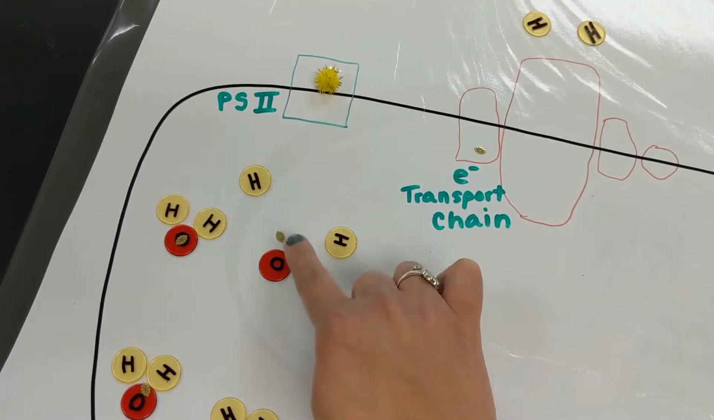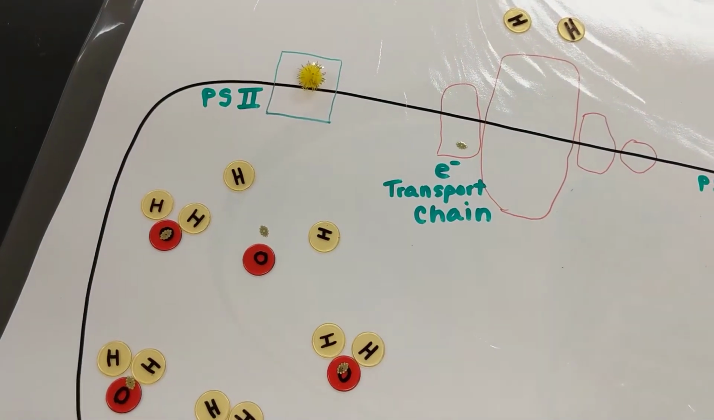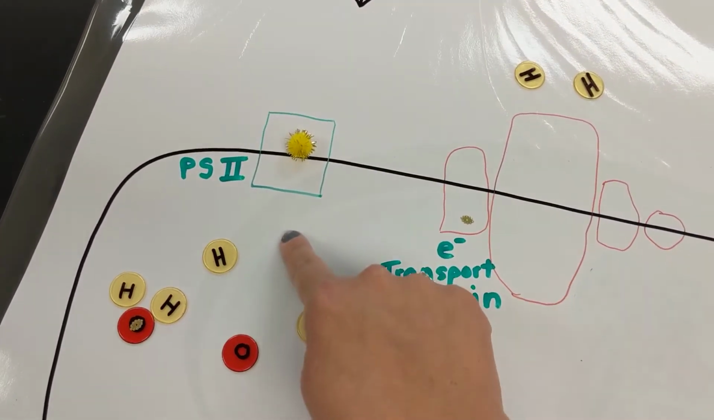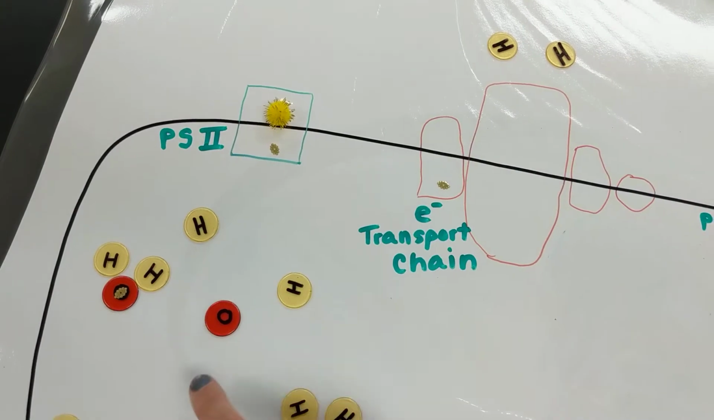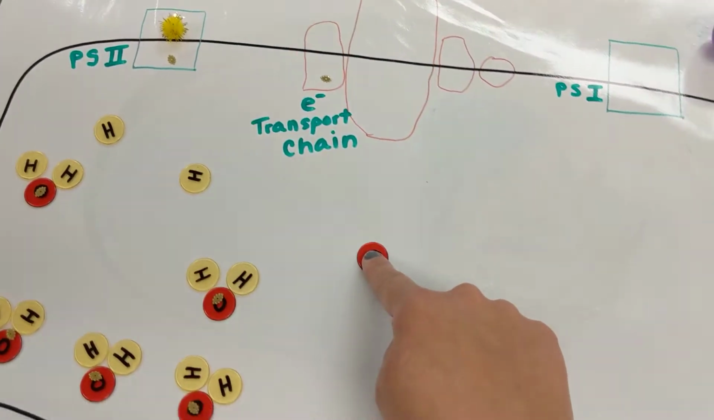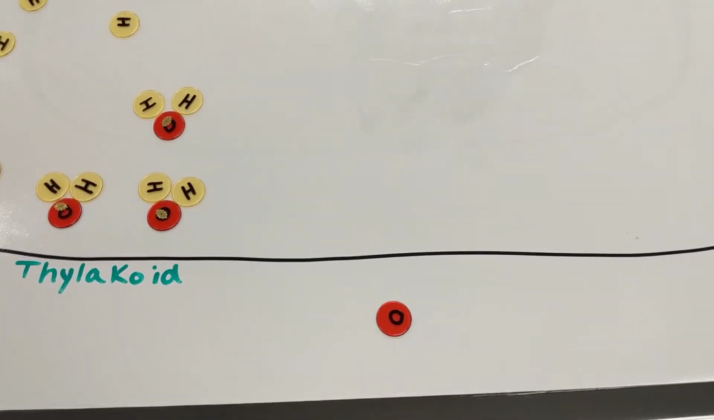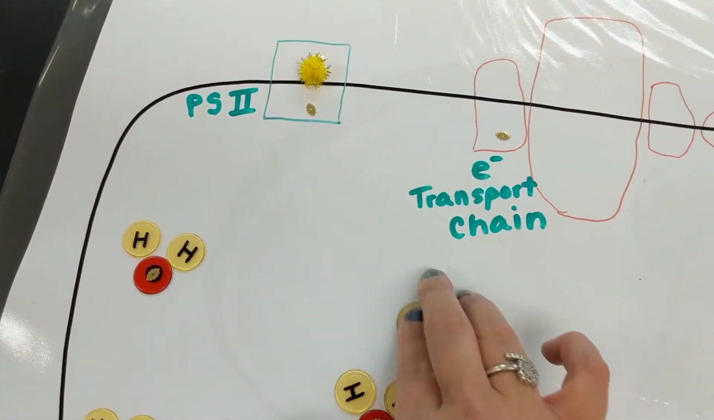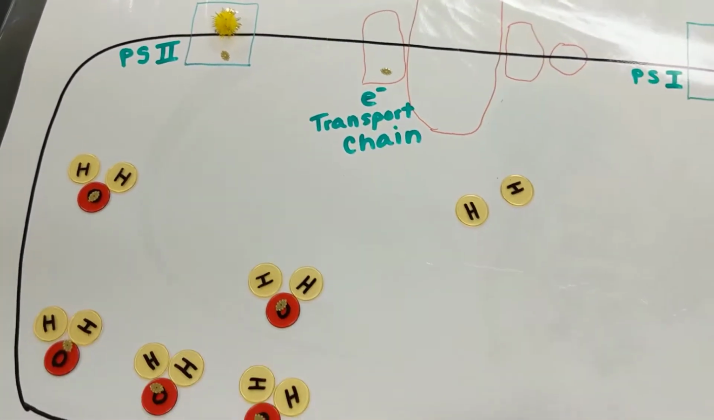Remember that water has two pairs of electrons that make it negative, that make it polar. The electron is going to go up here into photosystem 2. The oxygen will eventually be released into the atmosphere so we can breathe it in. And the hydrogen ions are just going to stay in the thylakoid. So just kind of move them over here out of the way.